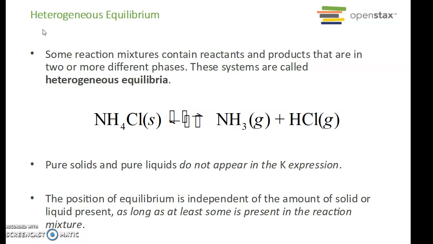Okay, now we're going to be talking about heterogeneous equilibrium. For a heterogeneous equilibrium, what that means is that not everything is in the same phase. As you can see from this equation here, the ammonium chloride, NH4Cl, is a solid, whereas the NH3 and the HCl are both gases. So pure solids, pure liquids, and water, by the way, is a pure liquid, do not appear in the K expression.